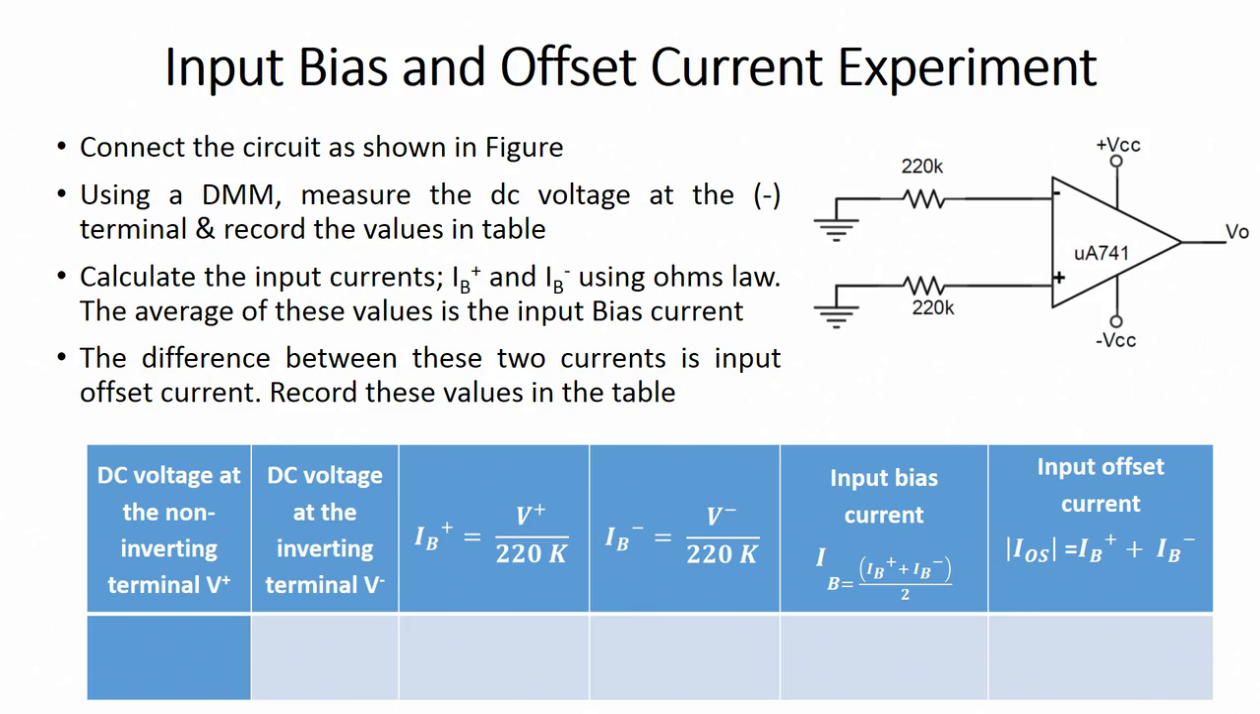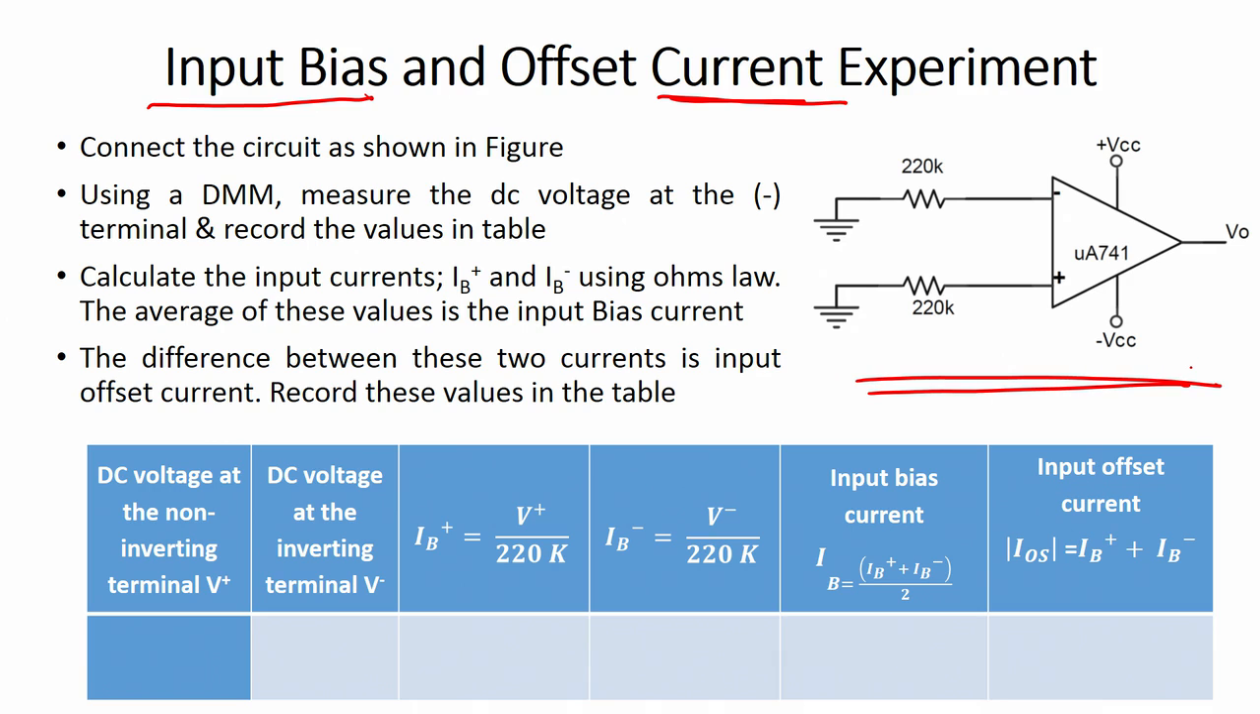Let us see this particular slide first by the time he prepares the circuit. The slide shows input bias and offset current. We will just consider input bias current right now, then we will see what input offset current is, and then we will come back to the table. Here we have to measure input bias current. Connect the circuit as shown in the figure. You have to connect the circuit exactly like the figure.